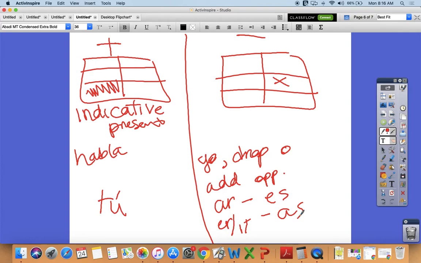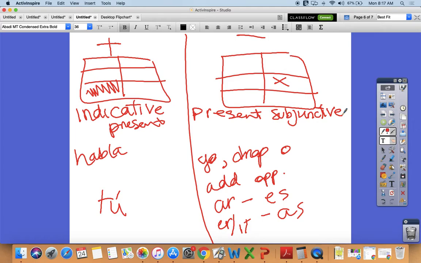So this is called the subjunctive. It is present subjunctive. So, by doing this, it creates a new mood called the present subjunctive. In Spanish 4 next year, we're going to spend the majority of the year looking at different ways in which we use this present subjunctive mood.